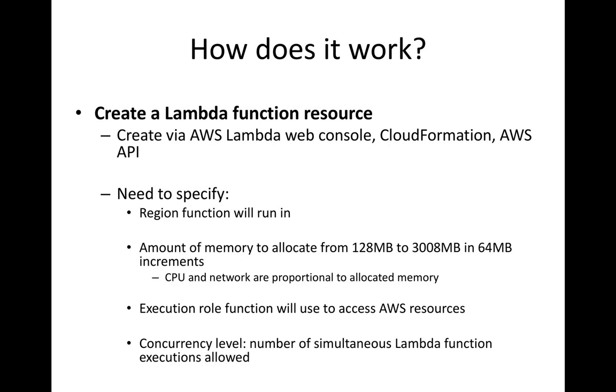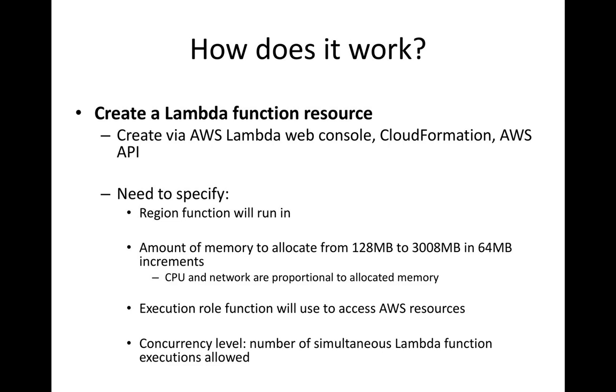So you have this Lambda function, you define the region it's going to run in, you've allocated a certain amount of memory. You also need to specify an execution role that the function will use to access other AWS resources. When a Lambda function executes, it has to have some sort of permissions, oftentimes, to communicate with other resources.